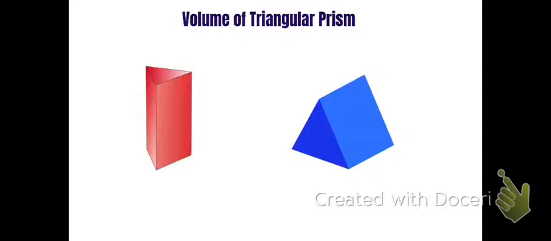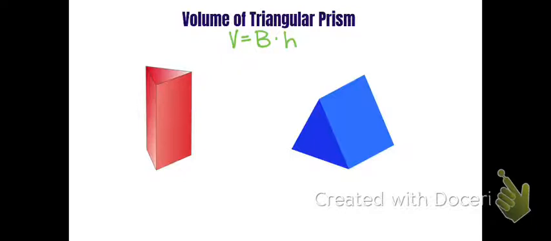To find the volume of a rectangular prism, of any prism, use the formula volume equals the area of the base times the height. Here we have two different triangular prisms. They're both oriented slightly differently.